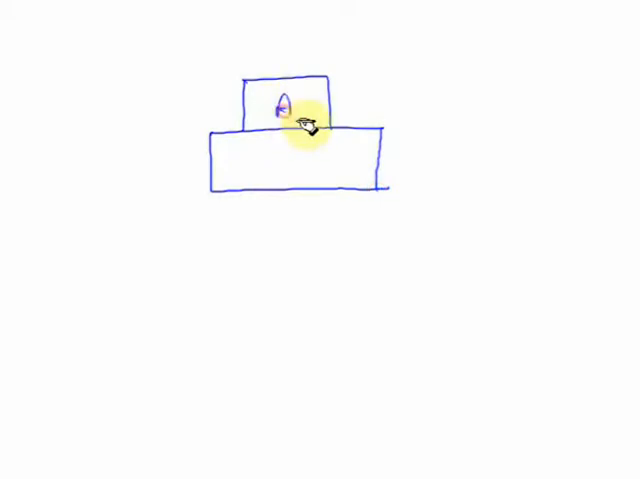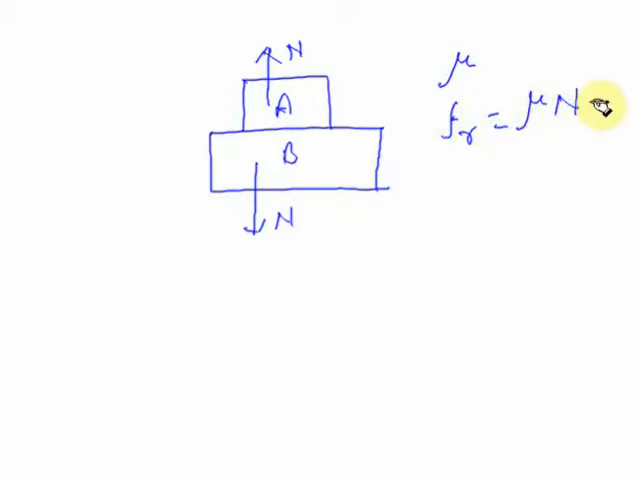So for example, suppose we have two blocks, block A and block B, and the value of coefficient of friction for the surface in contact is mu, and the value of normal force acting on block A and block B is n. So here the limiting friction Fr will be mu n. So now suppose a force F is applied to block A. So the friction force between block A and block B will oppose the relative motion.